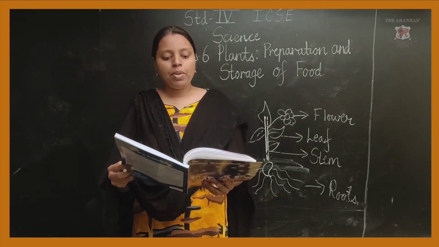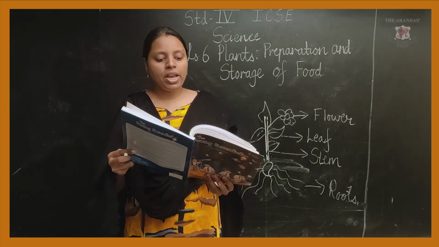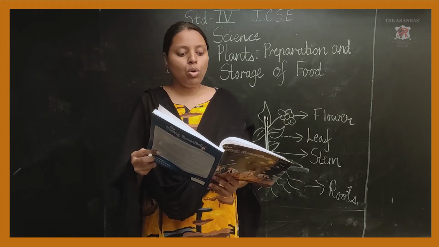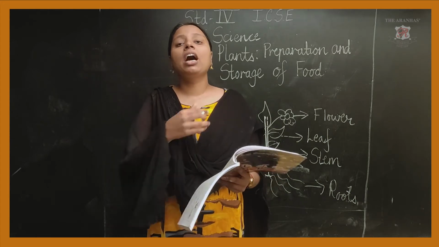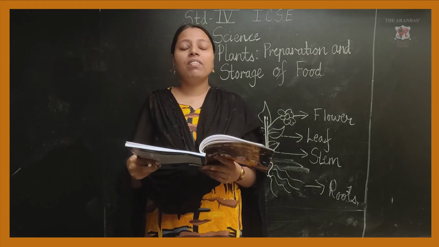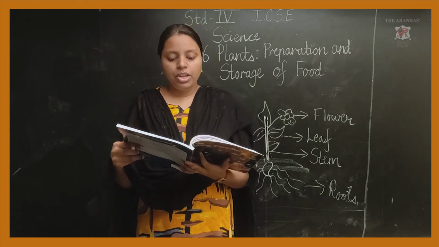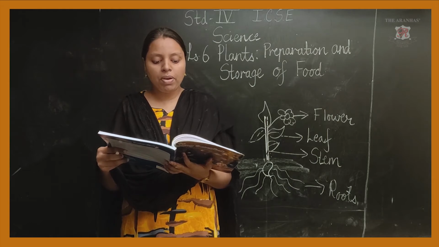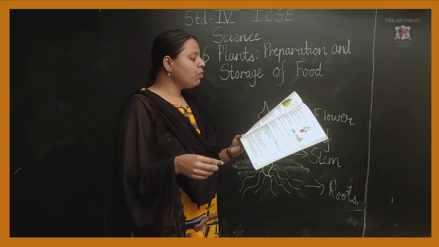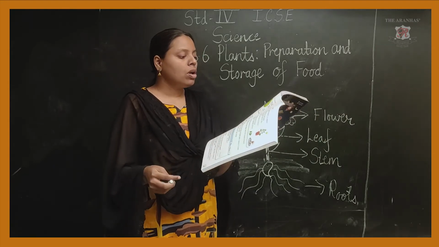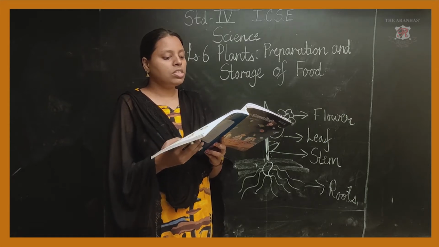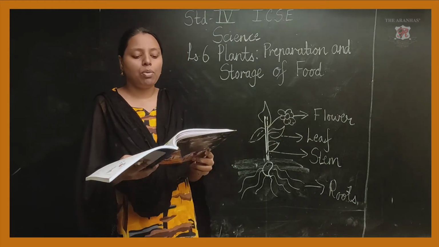Now, making the food. Plants take in carbon dioxide from the air and water from the soil. Plants take in carbon dioxide, that is CO2, which we breathe out, and they give us fresh oxygen. The green leaves then use the sunlight to prepare food from the carbon dioxide and water.